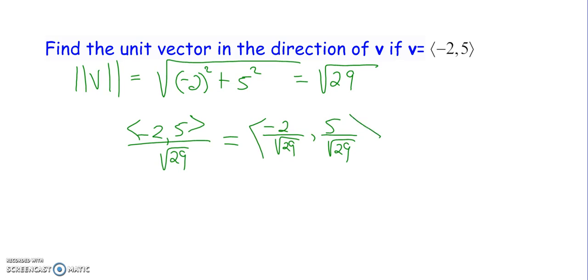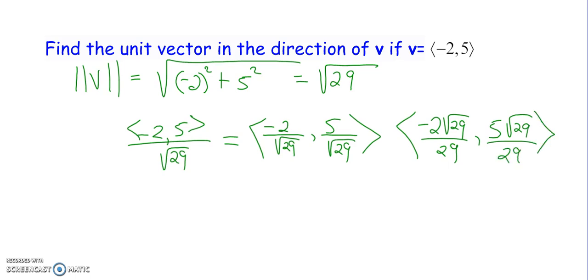And if I want to be fancy, then I could rationalize my denominators. Negative 2 radical 29 over 29, comma 5 radical 29 over 29. That would be component form.